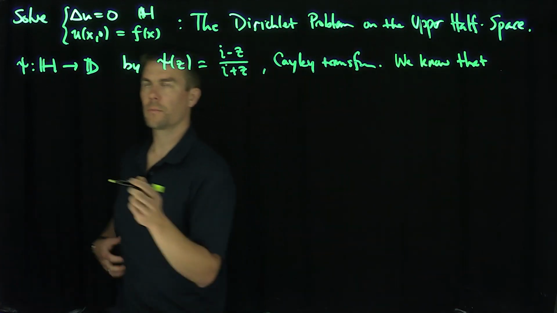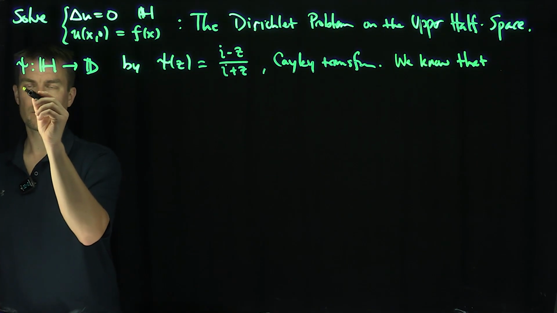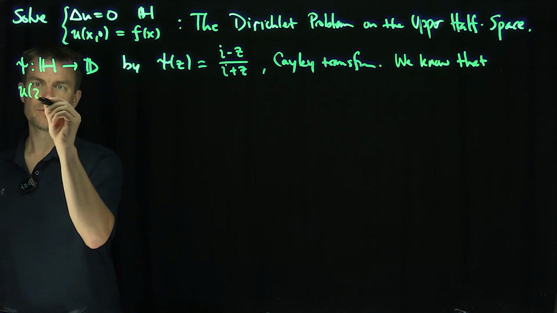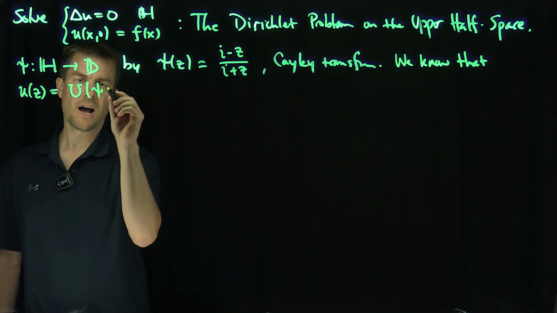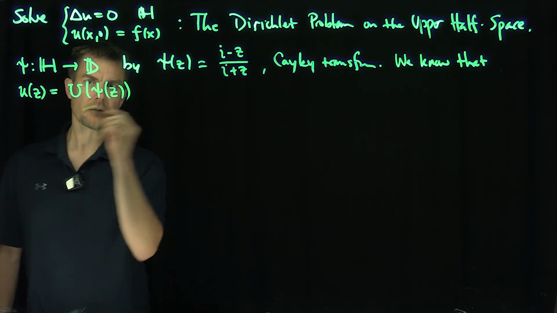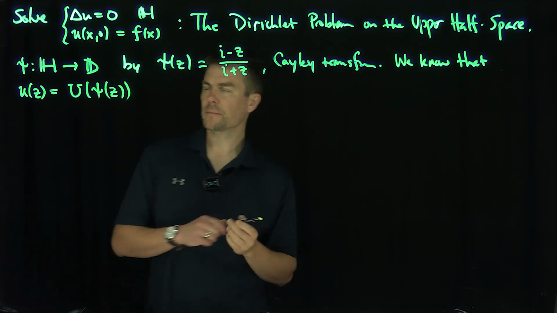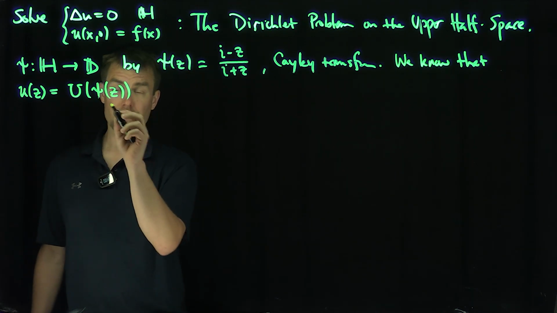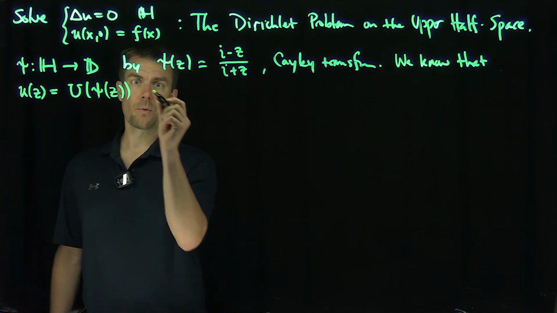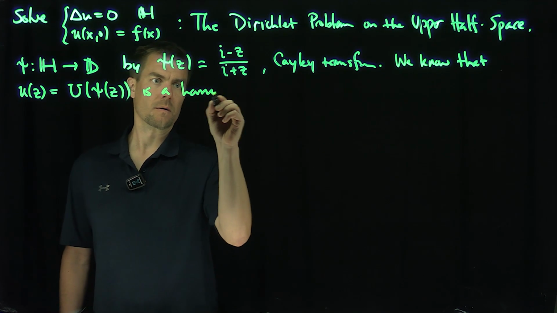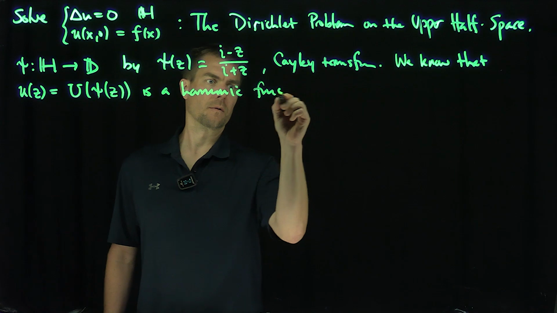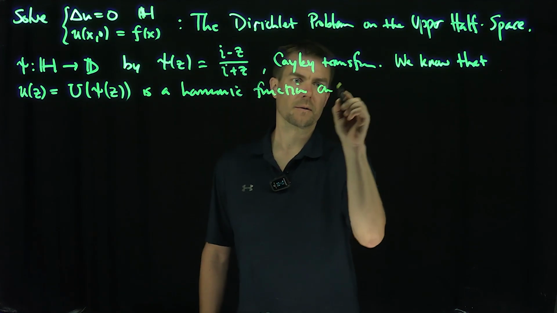the function u of z, which is u capital of psi of z, is going to be what? This is going to map into the disk. I can express u by the Poisson integral formula. So this is going to be what? A harmonic function on the disk.